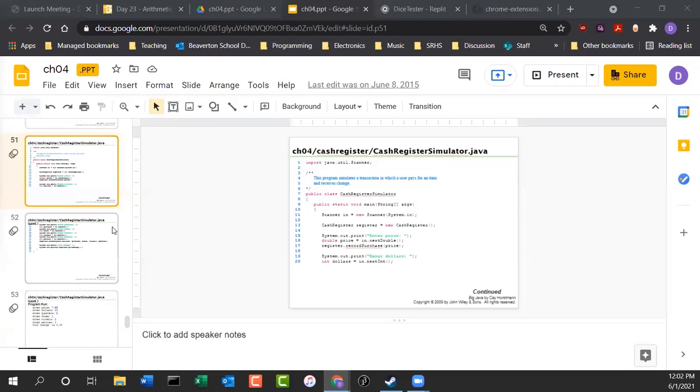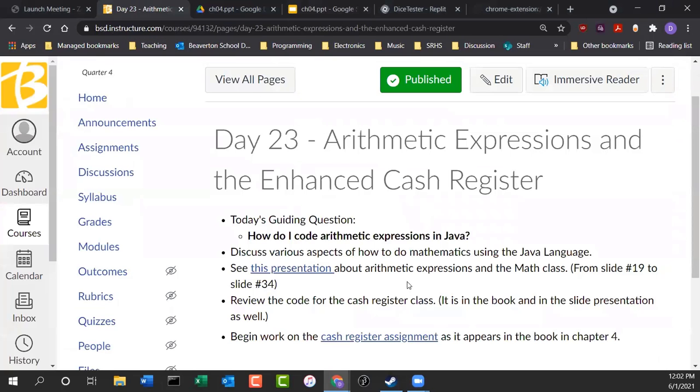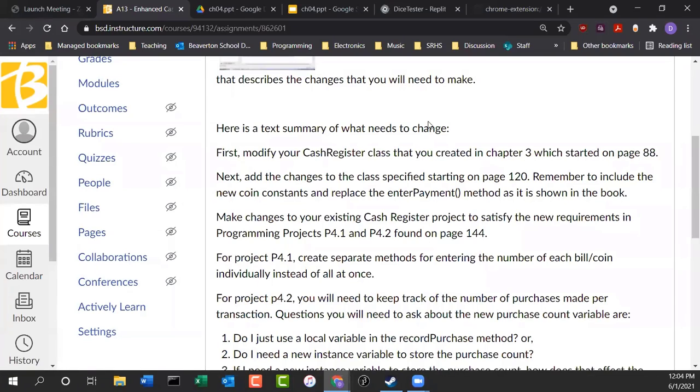Okay, so what we should be working on coding-wise today is the cash register. You can look ahead if you want to start coding it. It's actually in the book, and it's also in the slide presentation. So you want to review that. And this is what needs to change. First, modify your cash register class that you created in chapter 3, starting on page 88. Next, add the changes to the class specified on page 120. Remember to include the new coins, constants, and replace the enter payment method as it's shown in the book.